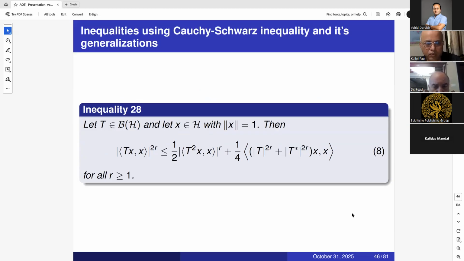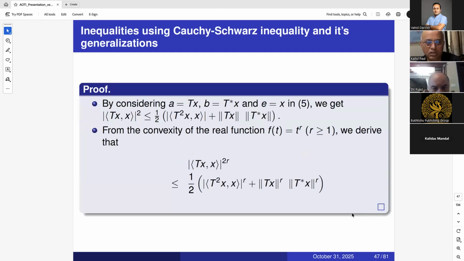So we can prove this result, that mod of t x, x to the power 2r is less than or equal to half of mod of t square x, x to the power r plus 1 by 4 mod of t to the power r plus t star to the power r x, x. This result was already proved for r equal to 1 actually. So we are now generalizing it for r greater than or equal to 1.